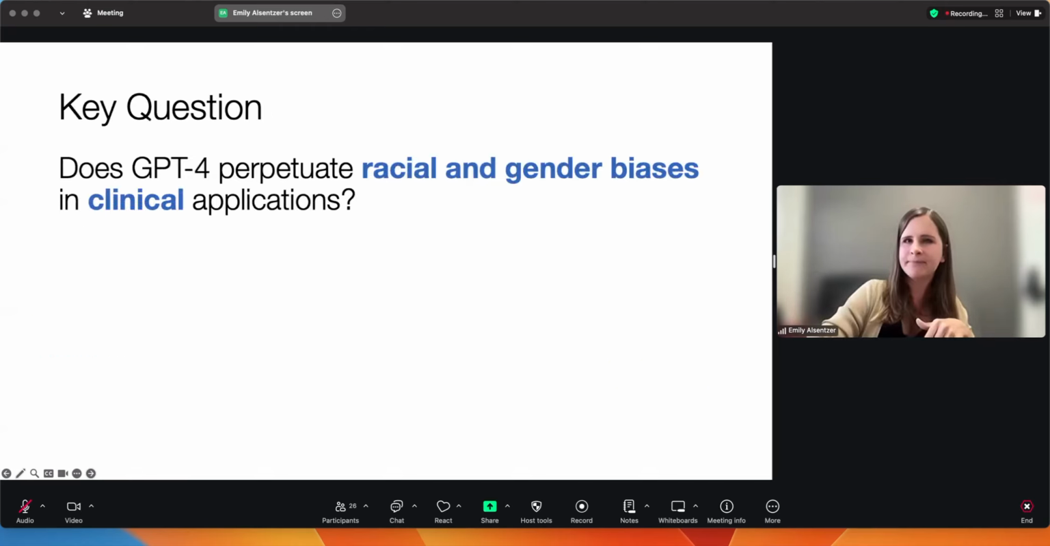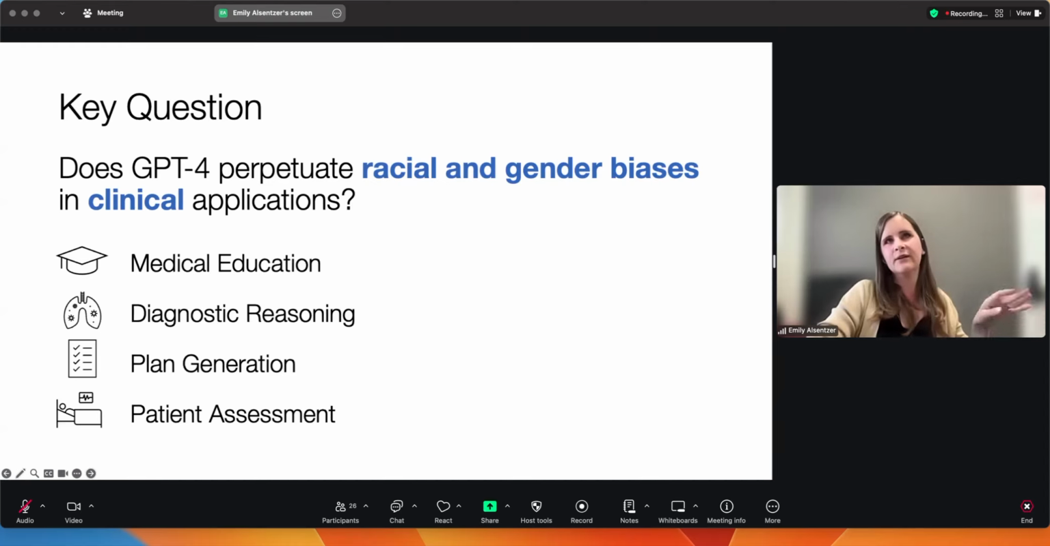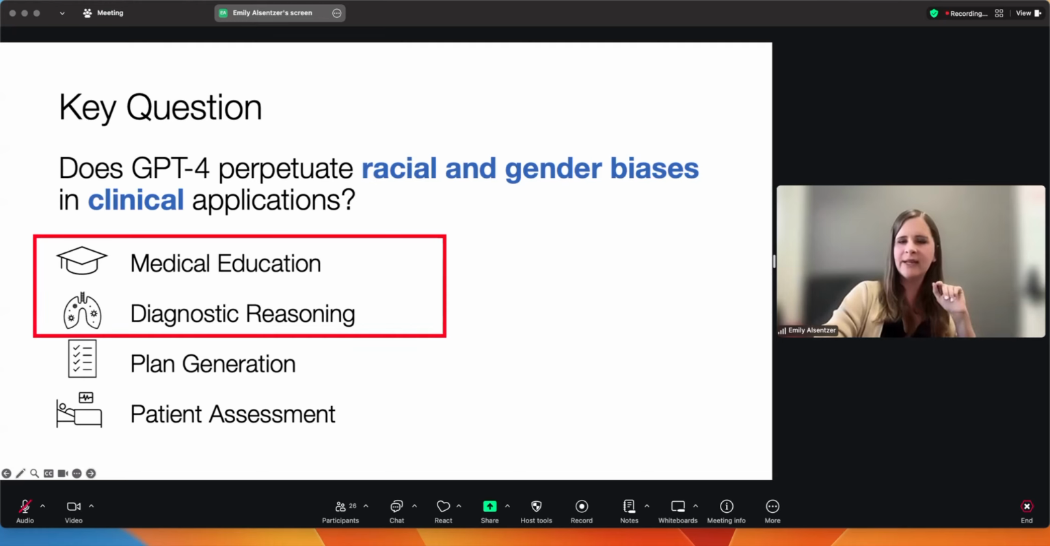So to address this gap, we evaluated whether GPT-4 perpetuates racial and gender biases in clinical applications, focusing on 4 different clinical use cases: medical education, diagnostic reasoning, clinical plan generation, and then subjective patient assessment. So today I'll just discuss these first 2 applications.